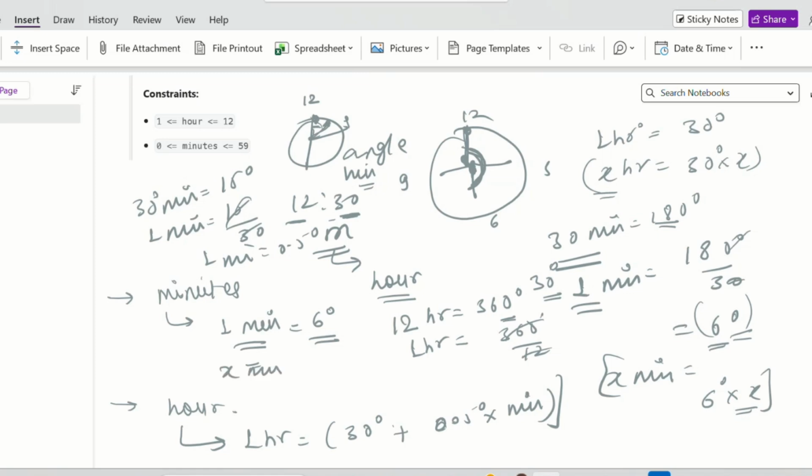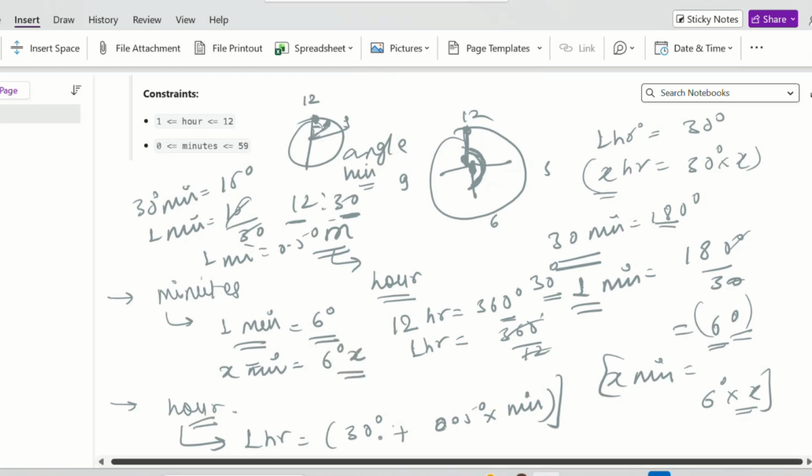For x minutes, my angle will be 6 degree into x, and for my hour hand, in 1 hour it is equal to 30 degree into hour plus 0.5 into minute. So with the help of these two formulas, we will be able to find the angle for this. Then we will find the angle for the hour hand, and then we will do the hour angle minus minute angle to find the actual difference between these both angles.